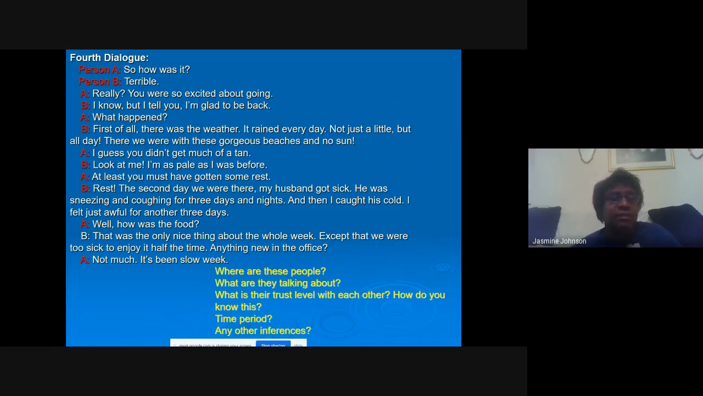So again, as I'm reading this, I'm inferring that person B is going to be a woman because it says my husband got sick. And while things have changed, that may not be the case. That is kind of my inference.